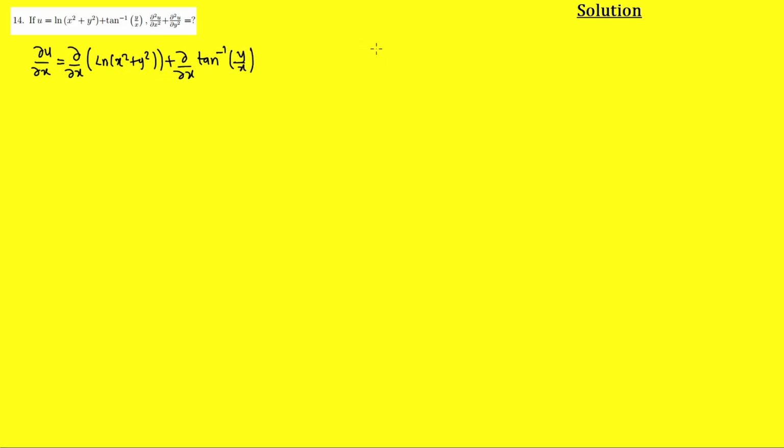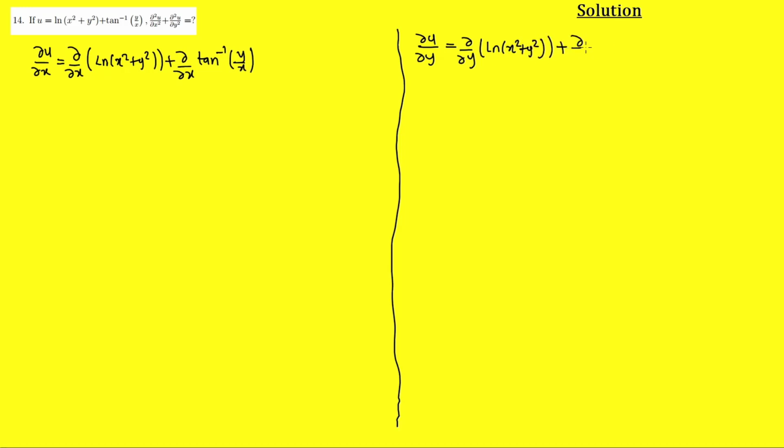And let me just do it on one side so that it can make my job easier. Here we want to find the partial derivative of u with respect to y, which is the partial derivative of ln of x squared plus y squared with respect to y, then plus the partial derivative of arctan of y over x.